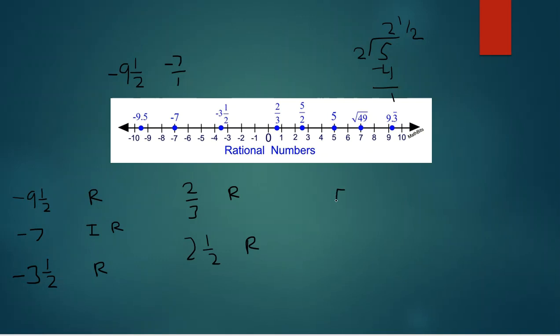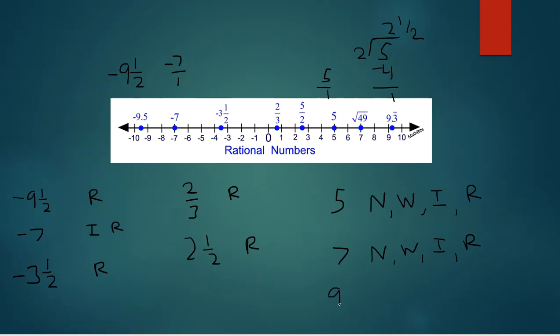And then we have the number 5. 5 is a natural number. It is a whole number. It is an integer, and it is also a rational number, okay? To write 5 as a fraction, you would just put it over 1. The square root of 49 is 7, okay? So 7 is a natural number. It's a whole number, it's an integer, and it's also a rational number. To write 7 as a fraction, you put it over 1.